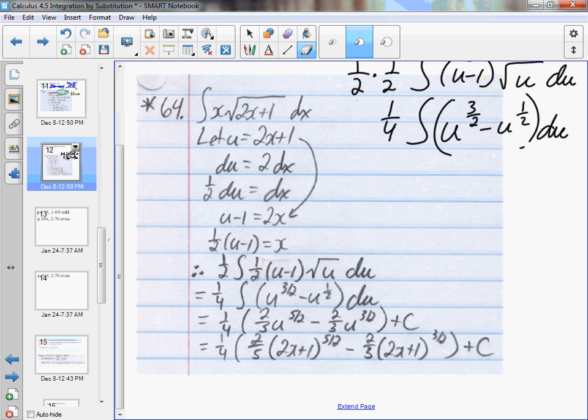And even if you do distribute the 1/4 through there, remember, you don't have to multiply it times the c and call that 1/4 c, because we don't know what c is anyway. Technically speaking, if I did, it would change from a c to a c1, something like that. But it doesn't matter. That doesn't hurt anything. Any questions on 64? And I do think you probably needed to see an example of that. I don't think you'd have figured that out on your own.